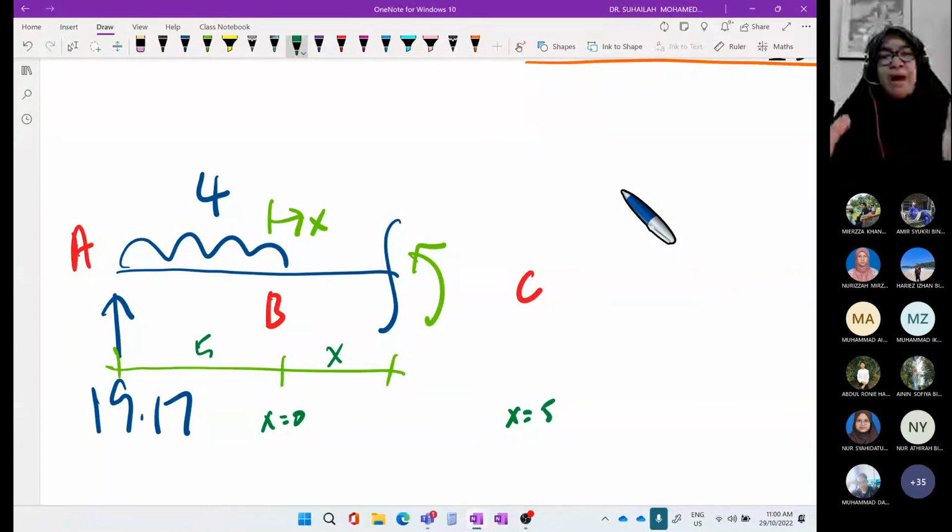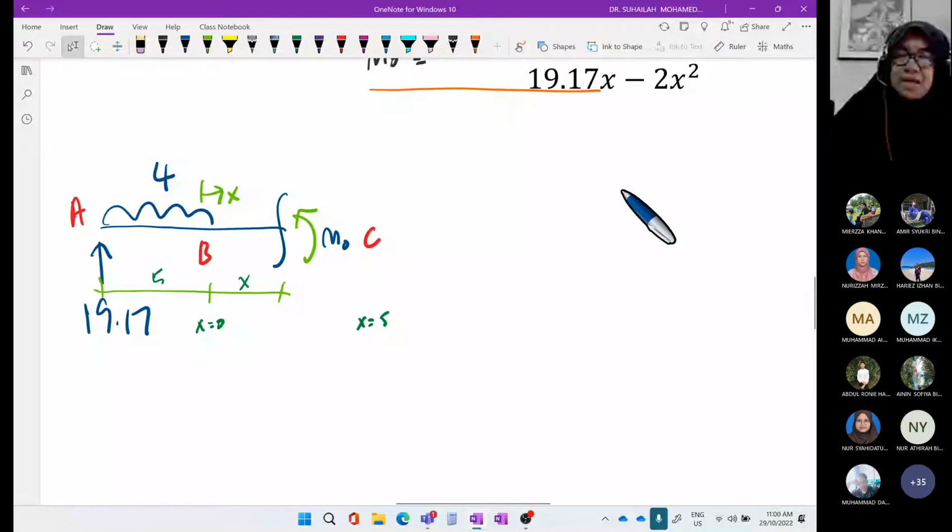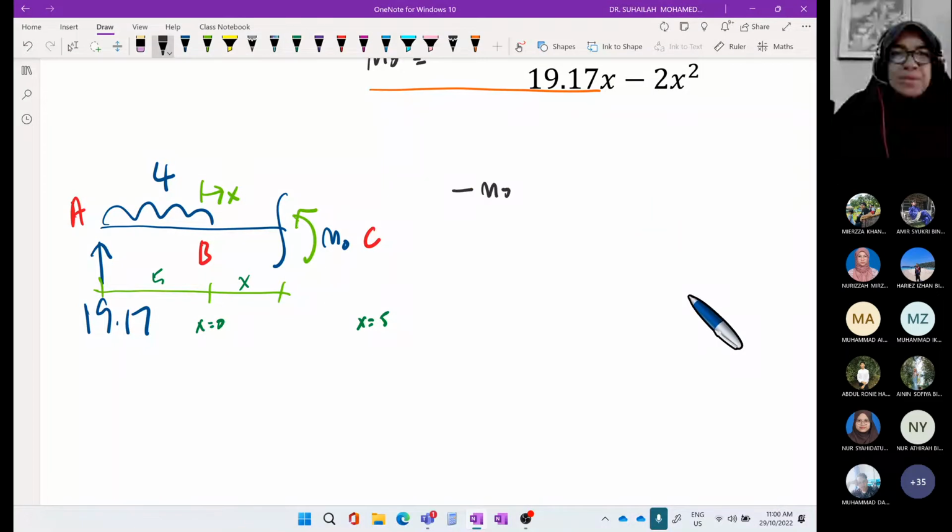Okay, so to write the equation for this, this is M naught. Now we write the moment equation by taking moment at the cutting point. It is negative M naught plus 19.17 times (5 plus X). The distance from A to the cutting point is 5 plus X.